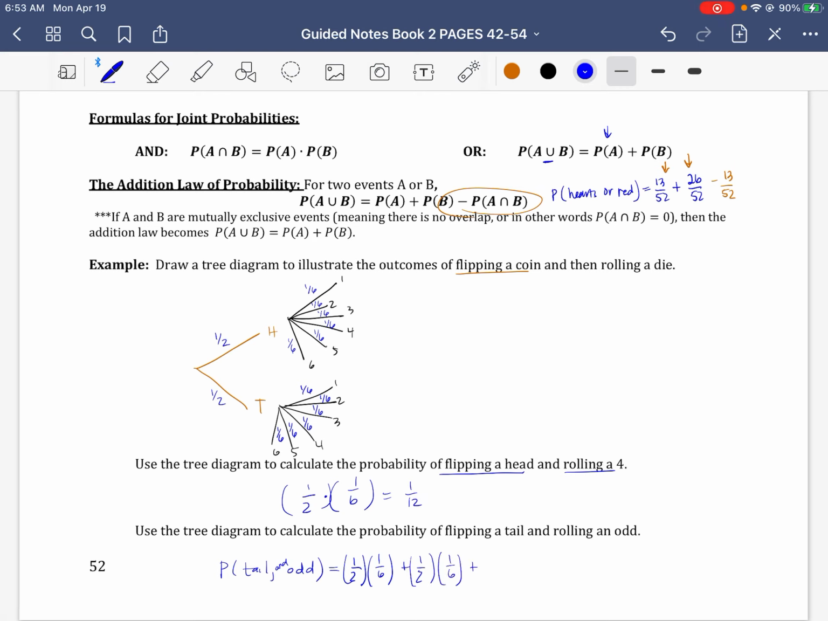Or, and every time we say or, again, we add another branch. We could do tails and then roll a 5. That's still an odd. So there's another 1/2 times 1/6. These ones all have the same outcomes on each branch. So if we take that and add that all together, we get 3/12, or in other words, 1/4, 0.25, or 25%.